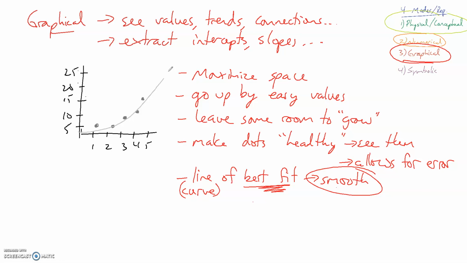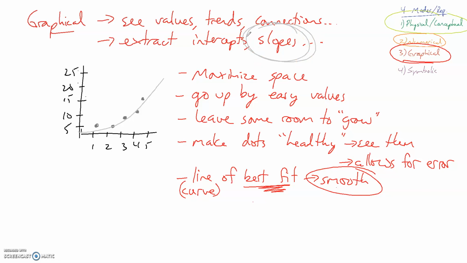So these are some of the keys for making graphs. Make them a good size so you can see the values better. Go up by easy values. Don't make it hard on yourself, but give yourself a little bit of room to grow on either axis in case you want to extrapolate. Okay, make your points healthy so you can actually see them, give yourself a little bit of error, and then when you draw your line, if it's a line, make it a line, make it straight. If it's a curve, make it a curve, and make it nice and smooth. No wiggling around. You want nice and smooth. Okay, and I'll show you why that's really, really important in just a second, because we're going to focus a little bit on that whole slope idea.